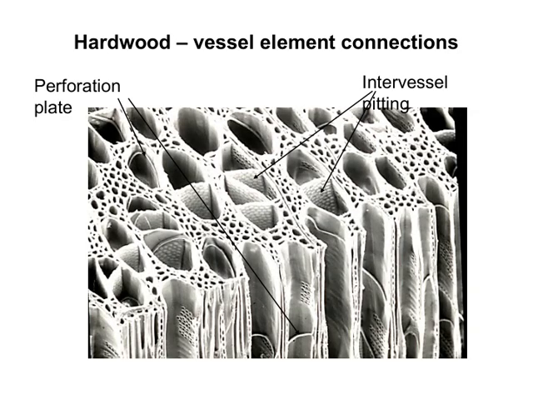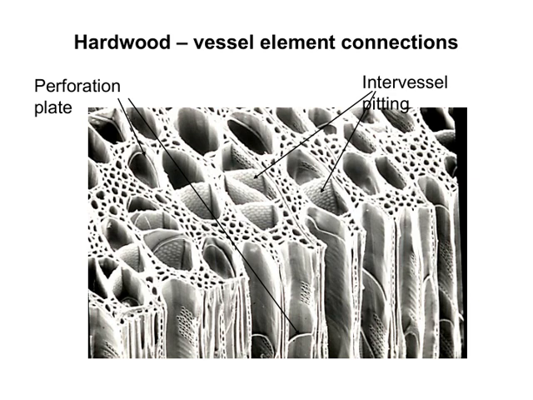Let's take a closer look at the connections between vessel elements in hardwood. One key feature we see here is the perforation plate. This structure is essential because it allows for efficient water flow from one vessel to another, facilitating the transport of nutrients throughout the plant.